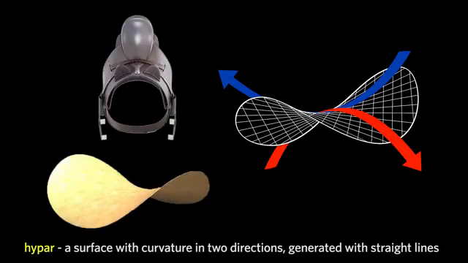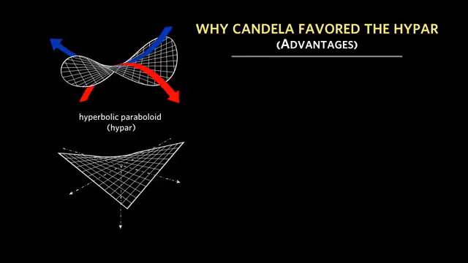If you're from the United States, you know about Pringles. So it's this shape which has curvature in two directions. The red arrow and the white arrow represent curvature in two directions. But you can see by the straight line generators that you can generate this curvature using straight lines. So this idea of a straight line generator and of the hypar provided some advantages for Candela. And these advantages are why he favored the hypar.